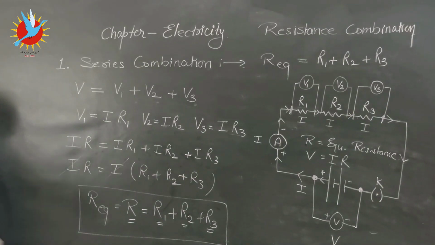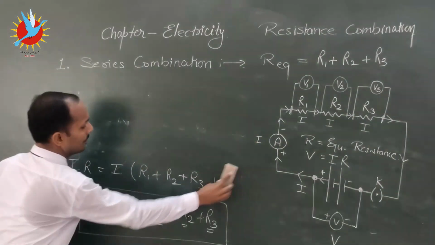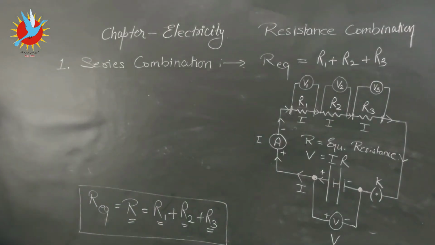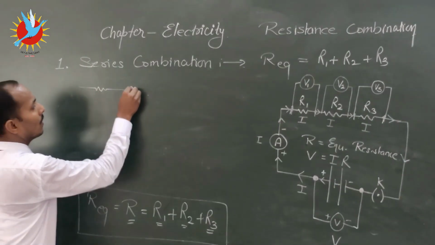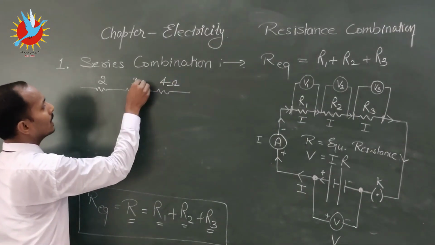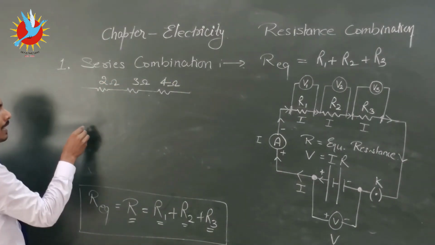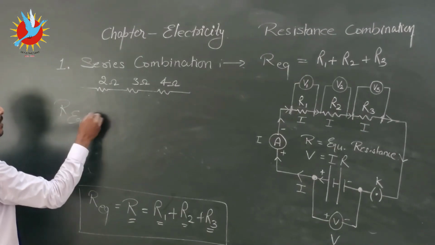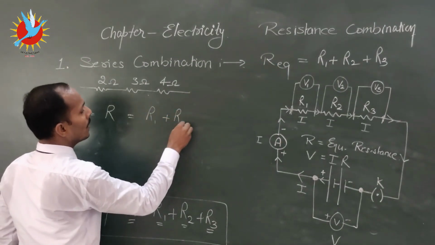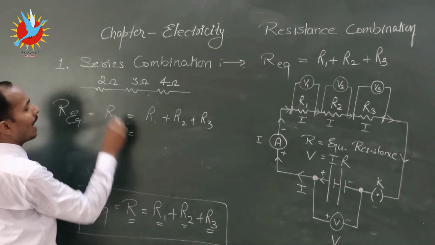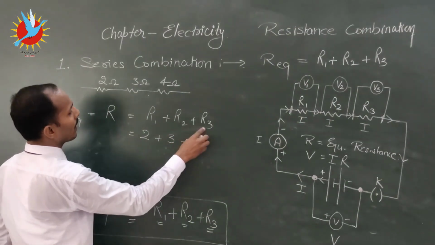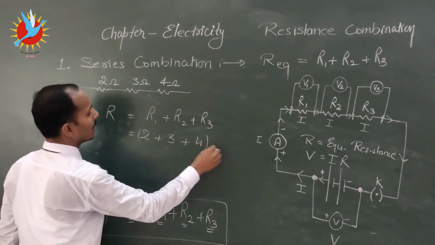Take an example, which is very important from the numerical point of view. Suppose there are three resistors connected in series: one is 2 ohm, another is 3 ohm, and the third one is 4 ohm. Calculate the equivalent resistance, or total resistance, in the circuit. Then simply add R1 plus R2 plus R3. It means R1 is 2 ohm plus R2 is 3 ohm plus R3 is 4 ohm, which is 9 ohm.